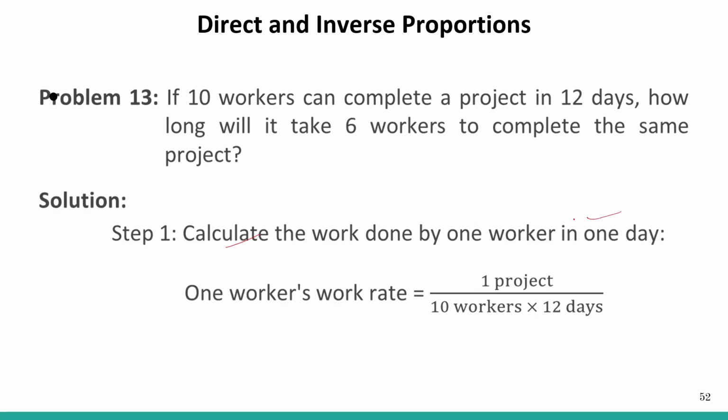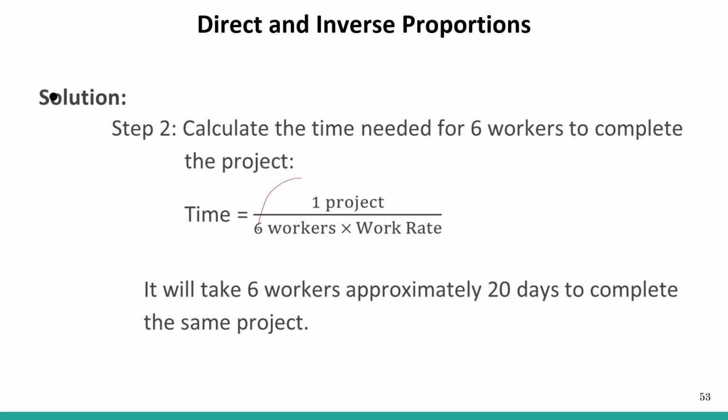So calculate the work done by 1 worker in 1 day. So 1 worker's work rate is equal to 1 project by 10 workers into 12 days, right? Then time is equal to 1 project by 6 workers into work rate. So this is done by method 1, that is the traditional method, using the work rate formula. So it will take 6 workers approximately 20 days to complete the same project.